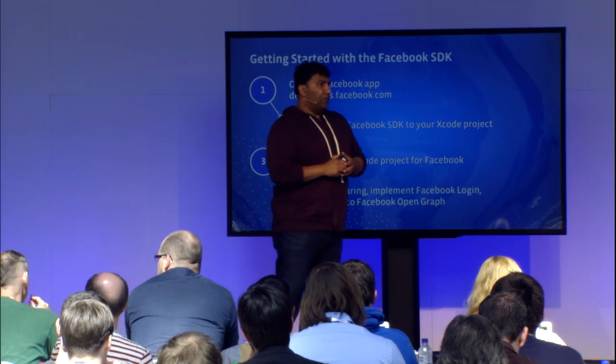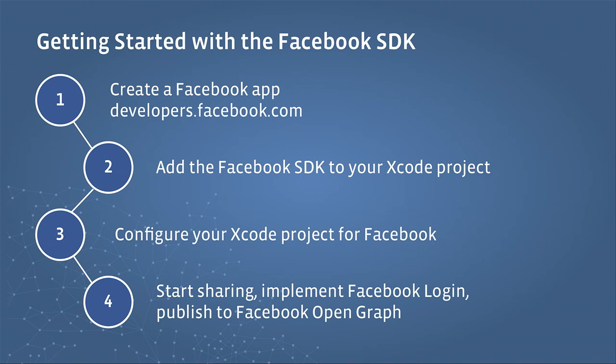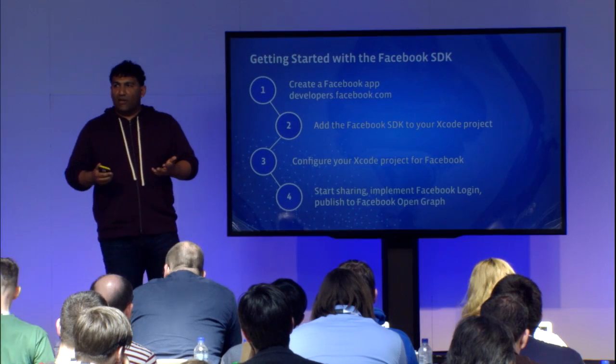So getting started with the Facebook SDK is simple. The first thing you do is you create a Facebook app on developers.facebook.com. We've got a pretty simple web form for being able to do that. You name your app. You supply information about whether it's an iOS app, what the App Store ID for your iOS app is, and so forth. You then go into Xcode and you drag and drop and add the Facebook SDK to your Xcode project. Really, really simple. You do a few configuration steps in Xcode to configure your project for Facebook. And then you start sharing. You implement Facebook login, you start publishing to the Open Graph. So basically 3 steps, and then you're ready to start coding.